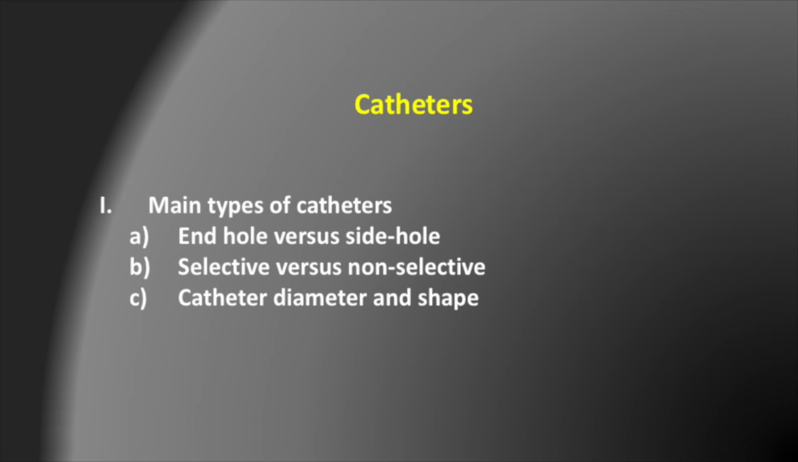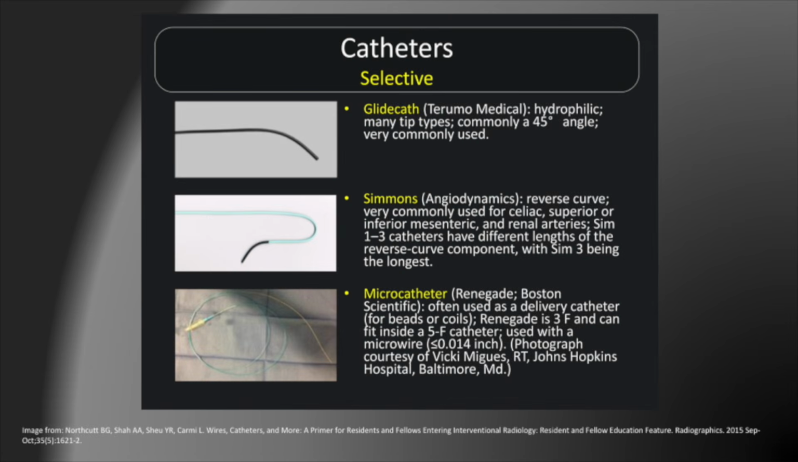Then catheters can also be categorized by their diameter and their shape. Diameter is the size in French, and the shape is obviously the shape that the catheter takes at its most distal end. So this is another slide taken from that radiographics article. I just want to show you a couple more catheters, but do not feel that this should be memorized because there are lots of catheters out there and you will really start to learn about them as you use them.